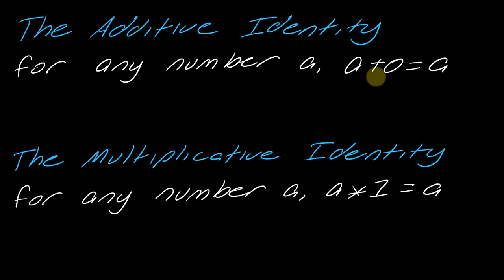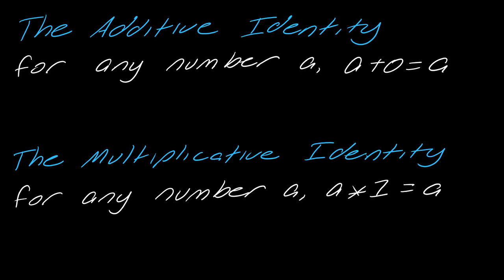For any number a, a plus 0 equals a. So 0 plus anything will equal that thing. And then for multiplication, what's known as a multiplicative identity is 1. So now using this number, a times 1 will always equal just a. So anything that gets back to itself is called an identity.